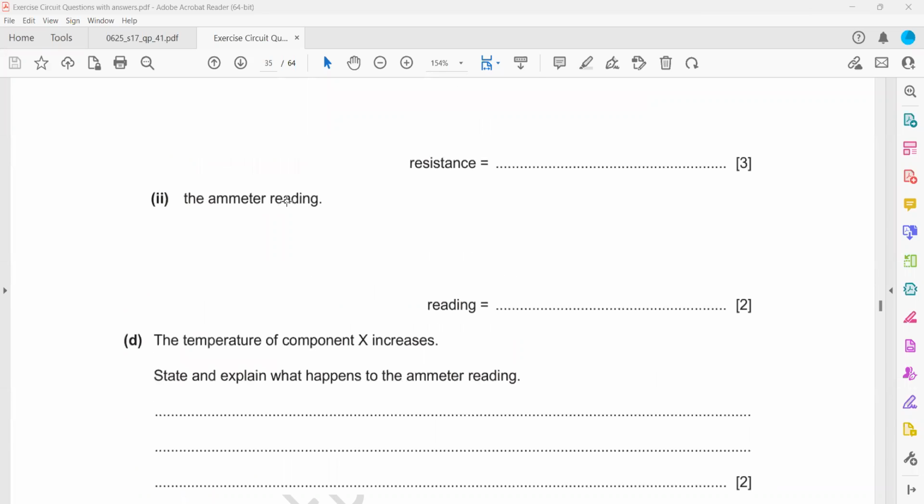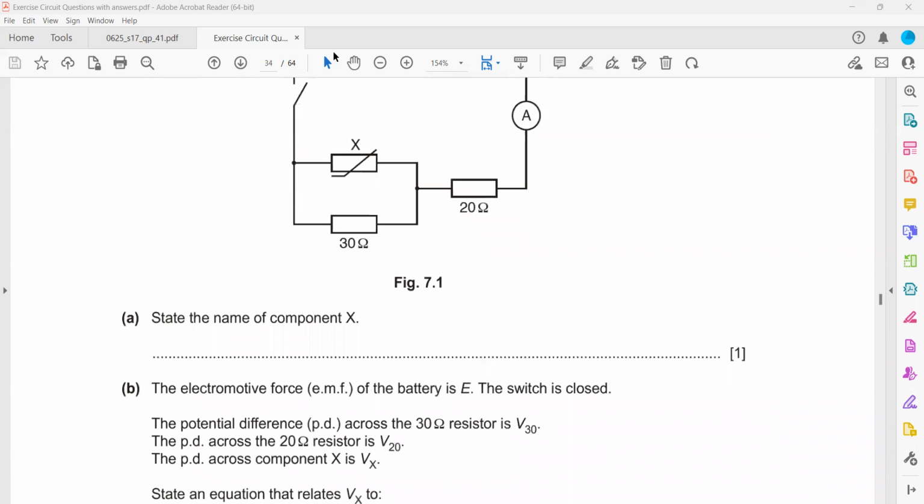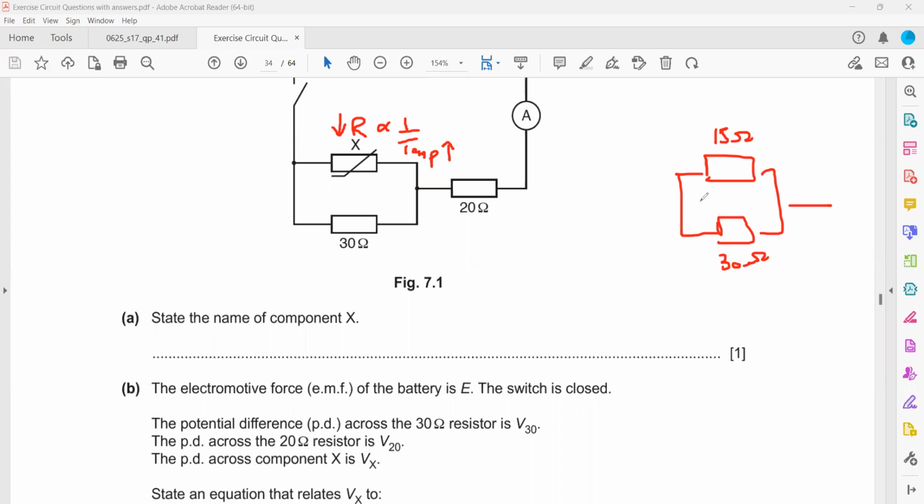Then in terms of component X, the temperature of component X increases. State and explain what happens to the ammeter reading. Look, if the temperature of component X increases, its resistance will change. It's a thermistor. So what is the relation between temperature and resistance for a thermistor? It is inverse. So if the temperature increases, the resistance will decrease. First it was 15 ohm, and with 30 we got a combined resistance of 10 for the combination. But as the temperature increases, the resistance of the thermistor decreases.